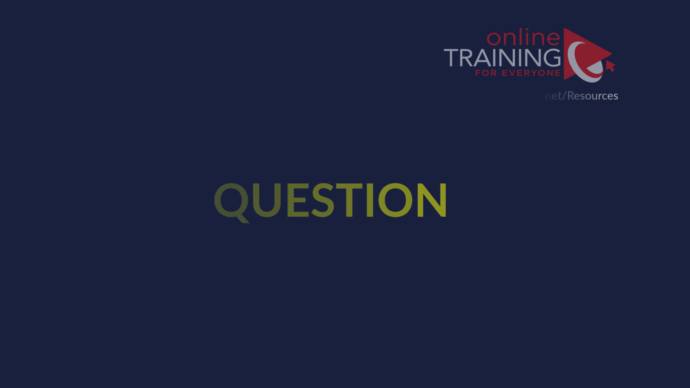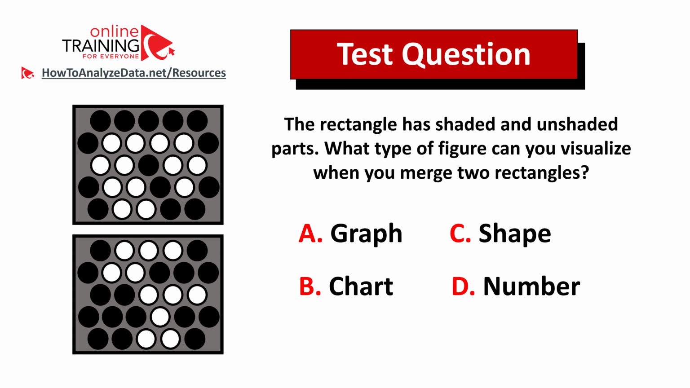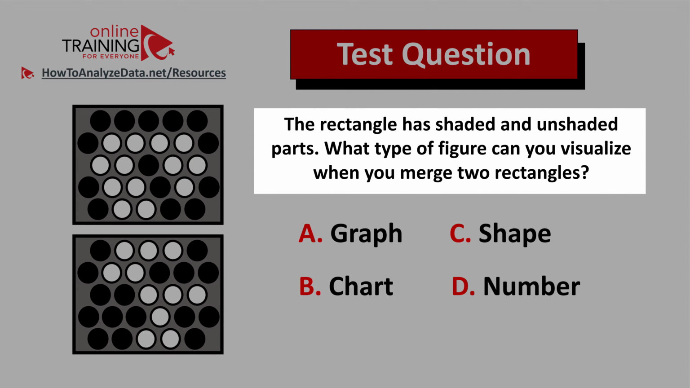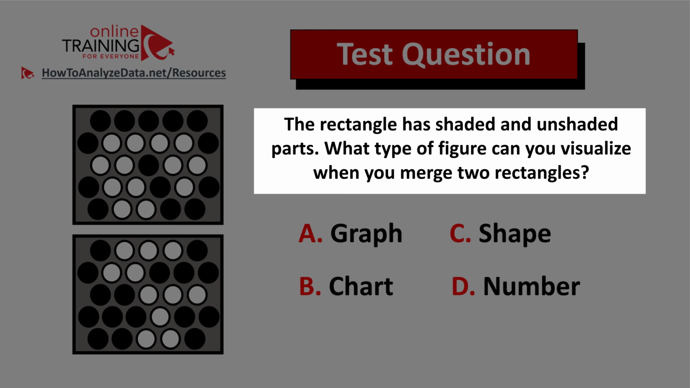Alright, this question is very interesting and tricky, and you might frequently see these types of questions on the test. But in this case, I'm going to show you the solution, and I truly hope that upon learning, you would know how to solve these questions in the test. Here's the question. The rectangle has shaded and unshaded parts. What type of figure can you visualize when you merge 2 rectangles?